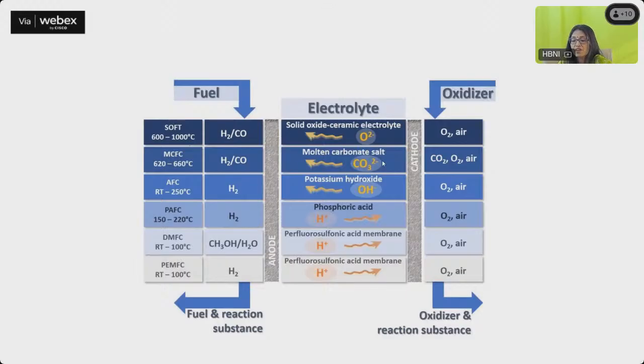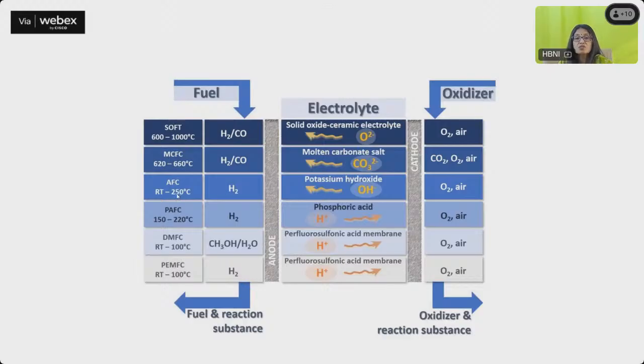And you see the temperature range in which this particular fuel cell can work, which is around 600 to 1000 degrees centigrade. Whereas when you are having the MCFC, the molten carbonate fuel cell, in that case the fuel is the same. It is hydrogen, or you can use carbon monoxide. And the oxidizer is carbon dioxide, oxygen, and air. Here, the electrolyte is a molten carbonate salt. And this MCFC you can use at a temperature range between 620 to 660 degrees centigrade.